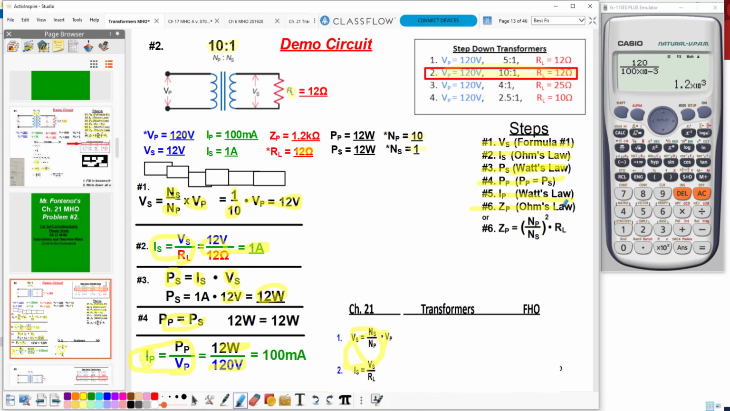So we completed this step. As I said before, we can use this formula also to find the impedance of the primary, but right now we're just going to use the simple Ohm's law formula.